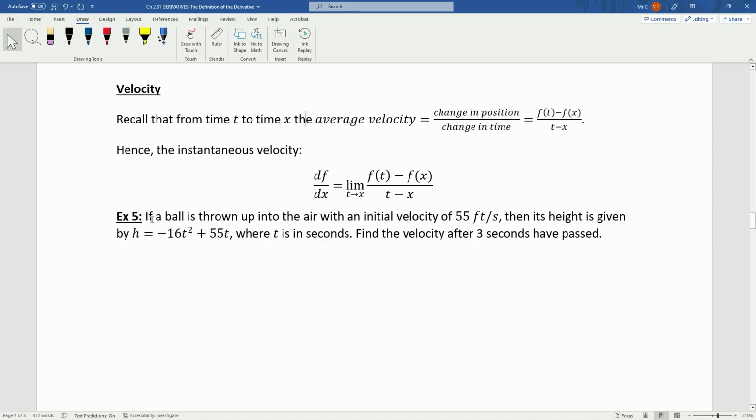So here, in example 5, if a ball is thrown up in the air with an initial velocity of 55 feet per second, then its height is given by h equals negative 16t squared plus 55t, where t is in seconds. Find the velocity after 3 seconds have passed. So here, what we want to look at is the derivative of h with respect to t. That actually means we have to write our definition a little bit differently. But what I'm going to do here is look at just the specific case when t equals 3.